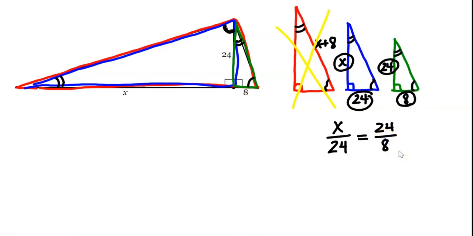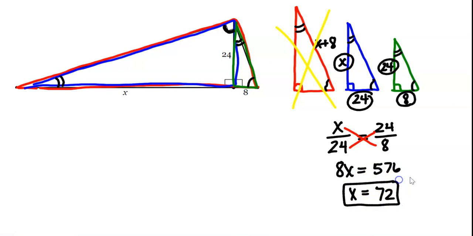Now to solve this, we would cross multiply. So multiplying across this way, we have 8x. Multiplying across this way, we have 24 times 24, which is 576. Dividing both sides by 8, we can solve for x, and we get 72. And that's how you would set up your 3 similar triangles.